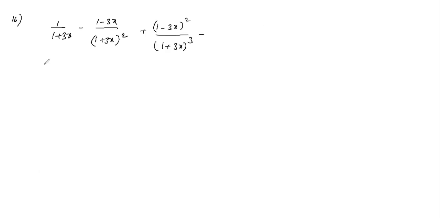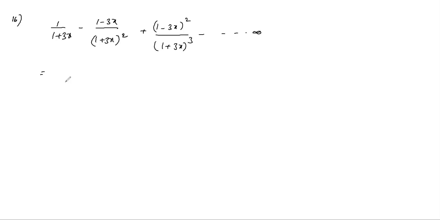If x is positive, then find the sum of the infinite series: 1 by (1 plus 3x), minus (1 minus 3x) by (1 plus 3x) whole square, plus (1 minus 3x) whole square by (1 plus 3x) whole cube, minus and so on up to infinity.